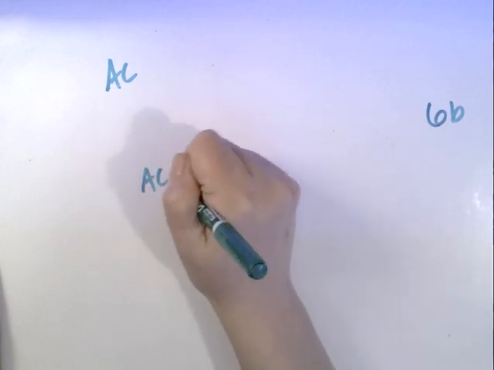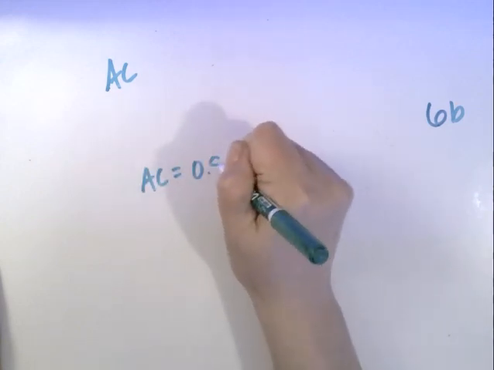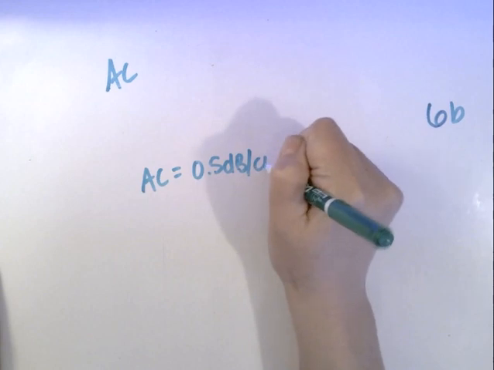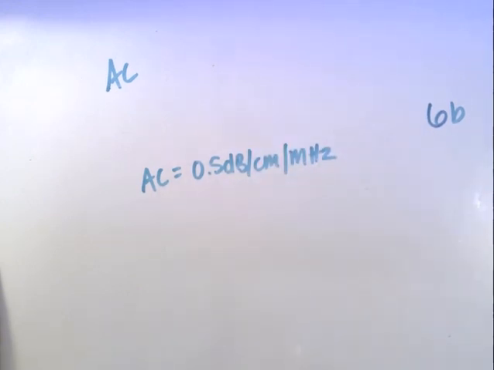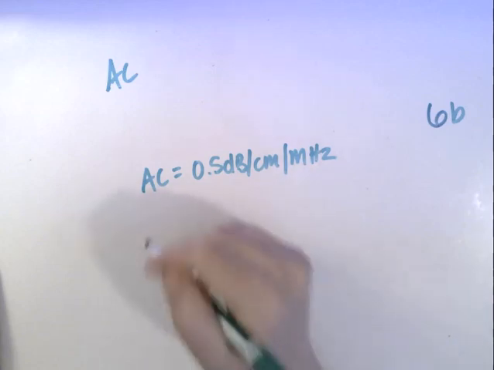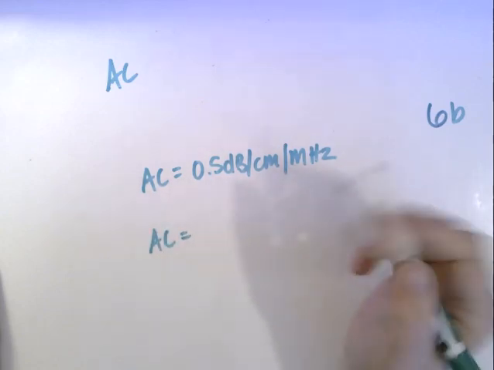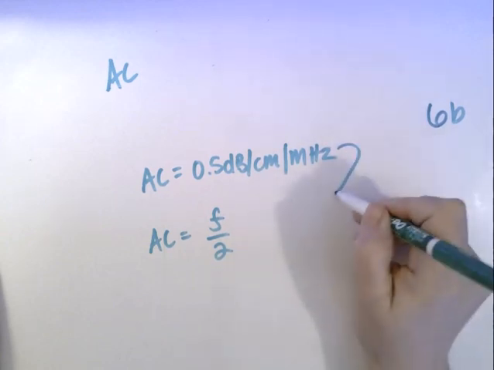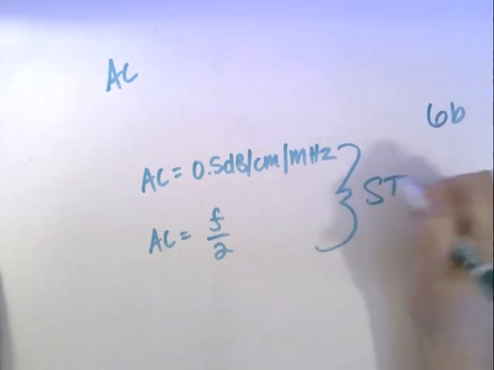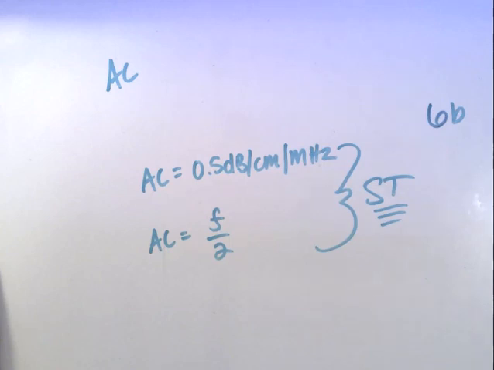All right, and then 6b says, can you clarify the second formula for attenuation coefficients? We've got attenuation coefficient equals 0.5 decibels per centimeter per megahertz. And I believe it's just explaining that the attenuation coefficient is always 1/2 the frequency. Is that right? And yes, essentially that is what it's saying. The other attenuation coefficient formula that we had was frequency divided by 2. And it's important to remember that both of these are soft tissue attenuation coefficients. They are only going to apply to ultrasound in soft tissue.